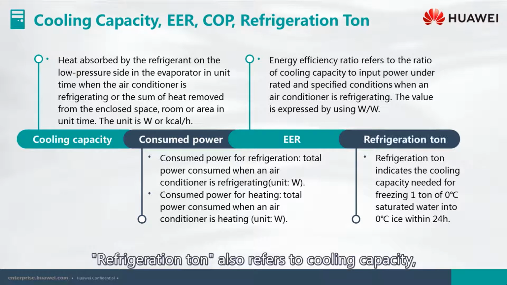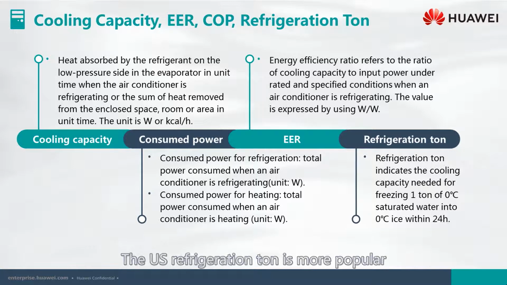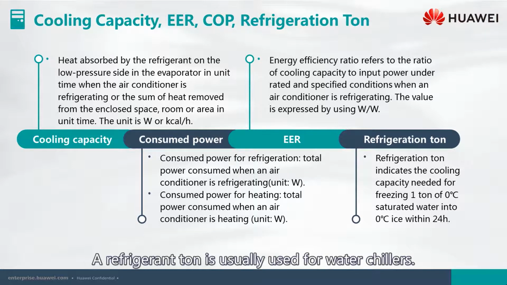Refrigeration ton also refers to cooling capacity. There is the US refrigeration ton and the Japanese refrigeration ton. The US refrigeration ton is more popular than the Japanese refrigeration ton. 1 US refrigeration ton equals 3,024 kilocalories per hour, which equals 3.517 kilowatts. A refrigeration ton is usually used for water chillers.